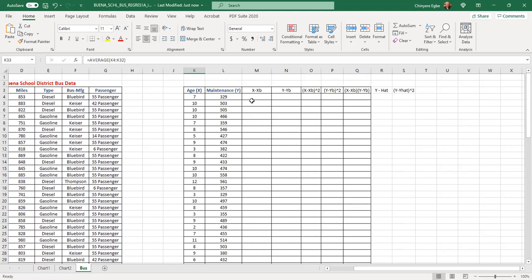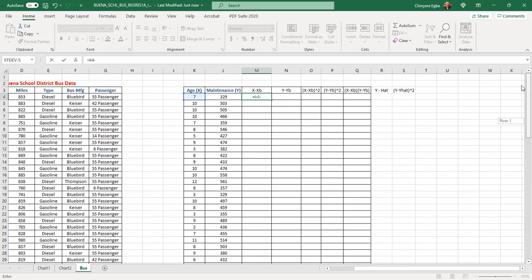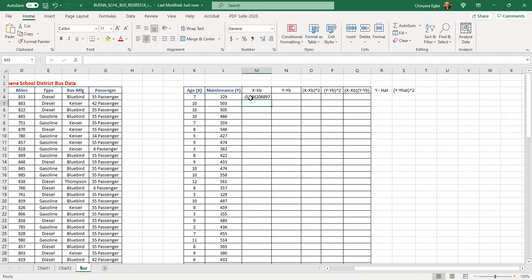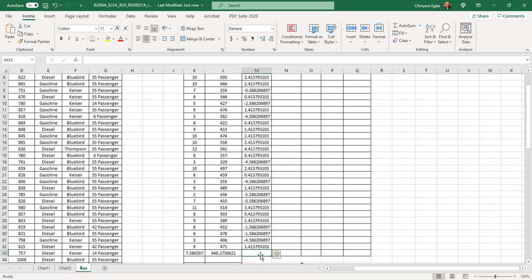And so we go equals K4 minus $K$33. As you can see, that's highlighted. And we do that for every value of x. If you sum that, you get 0.